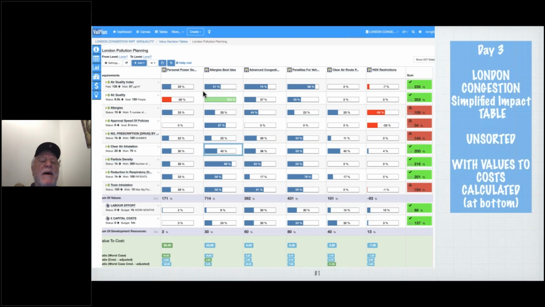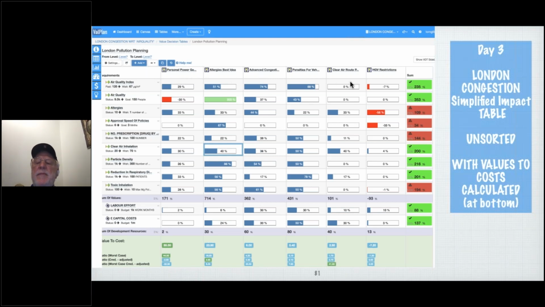So here we have the top level view of London pollution planning. Here are some of the numbers for how good they're going to get. Here's some of the costs. Here's the top level things. There's the allergies best idea we said. Here's the top level of advanced congestion, but we're going to look at the decomposition of it shortly.